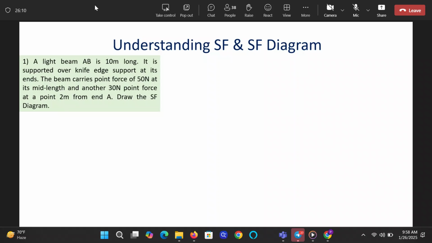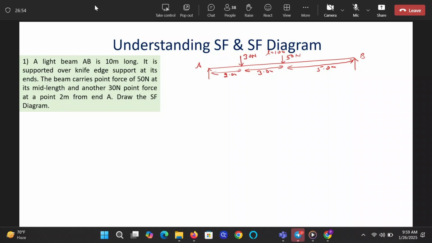Now I'll also speak as I'm making it. It's a light beam, so I make a light beam. It's 10 meters long. It is supported over knife edge supports at the two ends. A, B is given in the question, so I name it. It carries a point force at the mid length, somewhere here, 50 newtons. And it carries, this is half, so it will be somewhere here, 30 newtons. This distance, guys, is 2 meters. Up to mid length total would be 5 meters, so this will be the remaining 3 meters. And lastly, it will be another 5 meters.